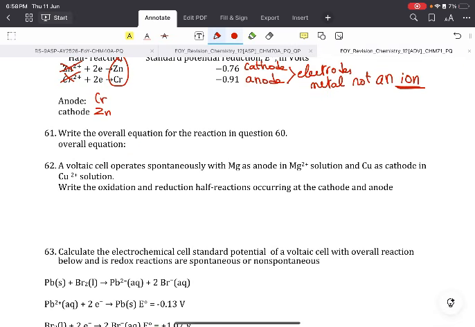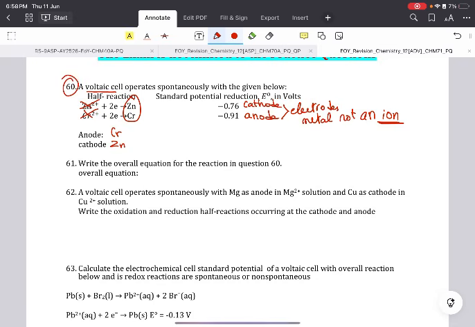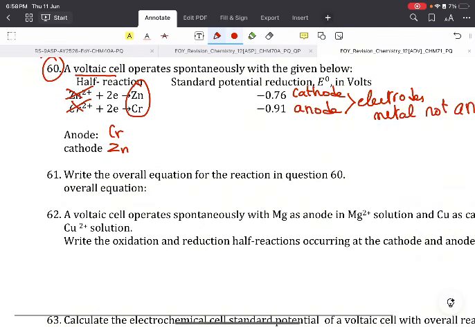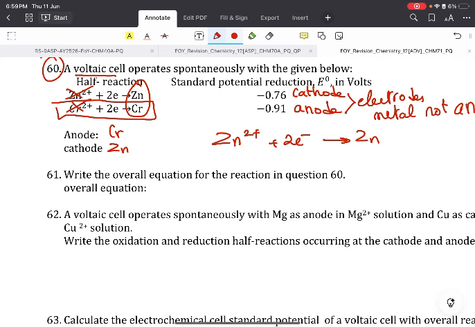Write the overall equation for the reaction in the above question. If that's the cathode, then this equation is not going to change: Zn2+ plus 2 electrons giving zinc. I will not flip it. This is a reduction. But the anode will undergo an oxidation, and here it's written in the form of a reduction. So we're going to flip this one.